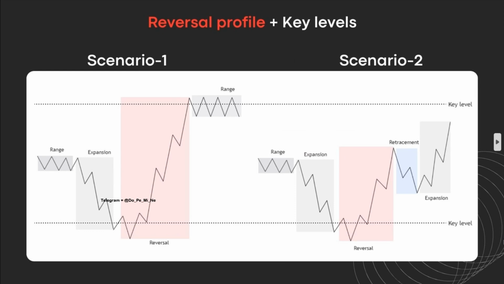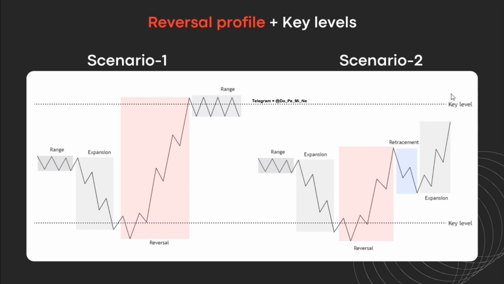Now let's move on to another combination of market profiles and key levels, and that is the combination of reversal profiles and key levels, right? Now in this case we've got two key levels right here, one above and one below. Now first of all you can see that we were inside of our range, and then we had an expansion profile, and that expansion profile tested a key level. So we're going to expect and anticipate a reversal profile straight away.